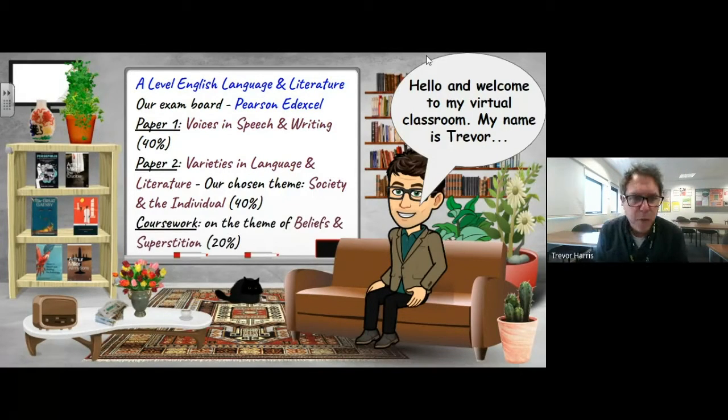The 2 papers are worth 40% of your overall mark each. And then there is a coursework element on English language and literature. Again, there's a theme to the coursework, which we've chosen as belief and superstitions. And that's 20% of your overall mark.